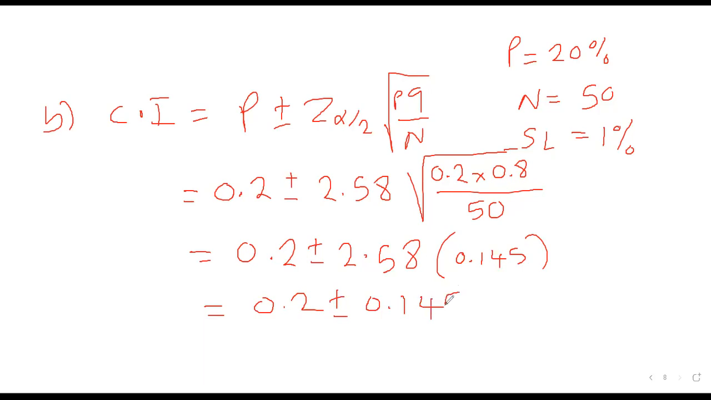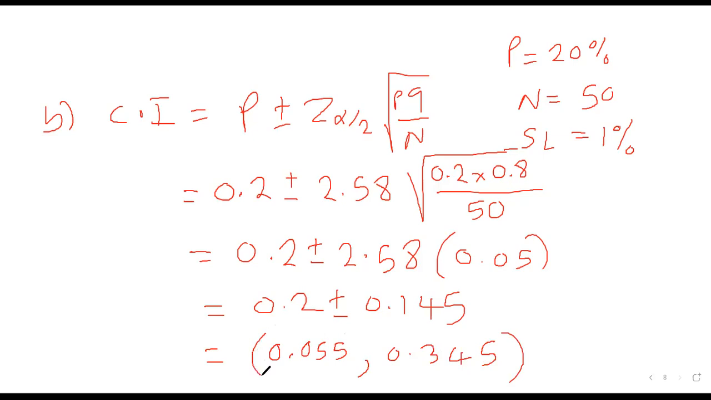0.2 times 0.8 over 50. The square root is 0.05656. All right. So you subtract this minus that, what do you get? 0.055. When you add, 0.345. Good. So this is a confidence interval for the proportion, 5.5% with 4.5%.